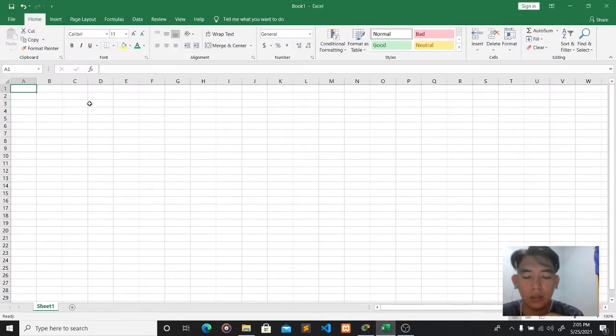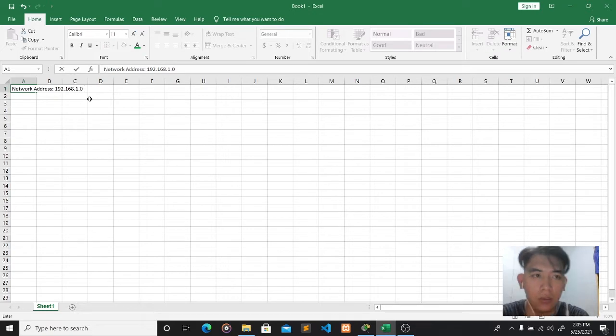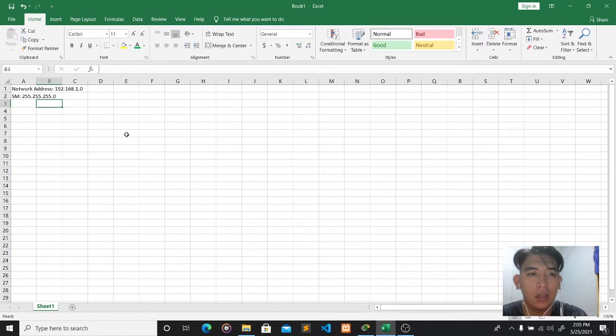Since we need three networks, I will first put the default IP address, the network address: 192.168.1.0, and the subnet mask 255.255.255.0. So now we will subnet it.